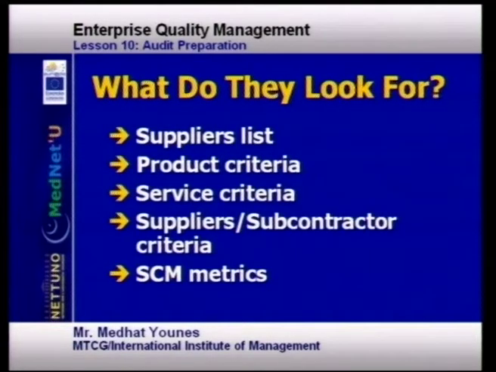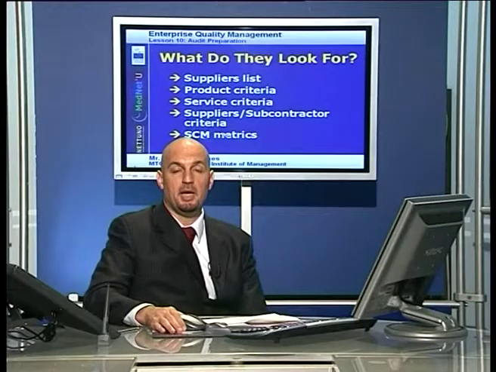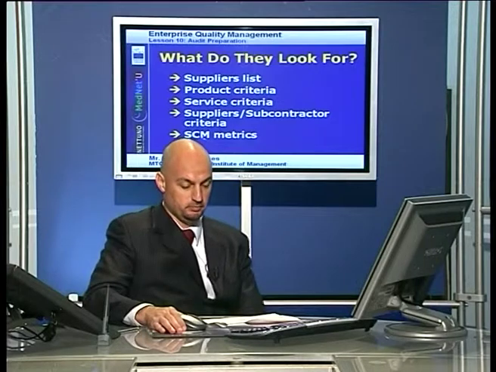In the product acquisition and purchasing procedures, they look to see if the approved suppliers are used all the time. Do you have an approved supplier list? What is the supplier evaluation criteria, both suppliers and subcontractors? And what are your supply chain management metrics? Are they measured, monitored, and controlled?